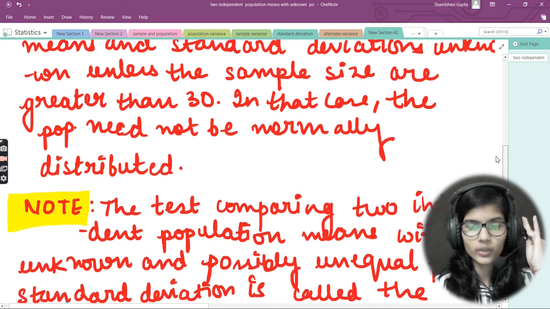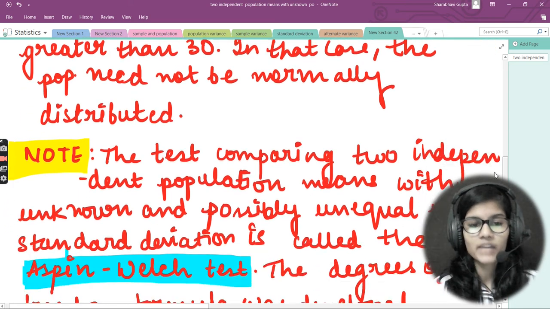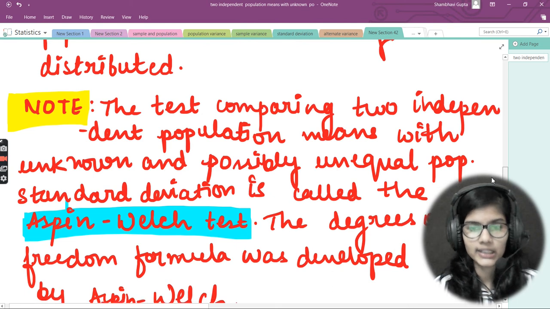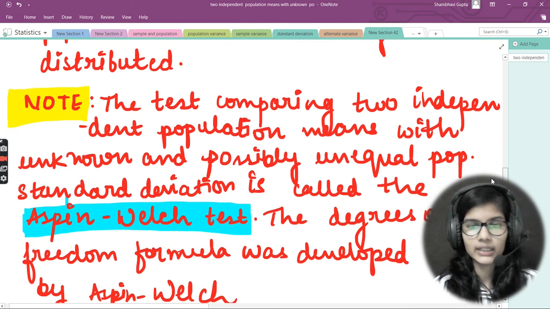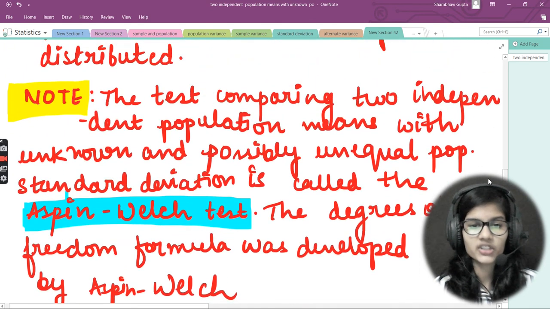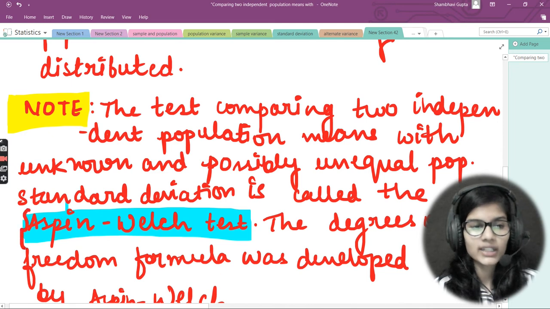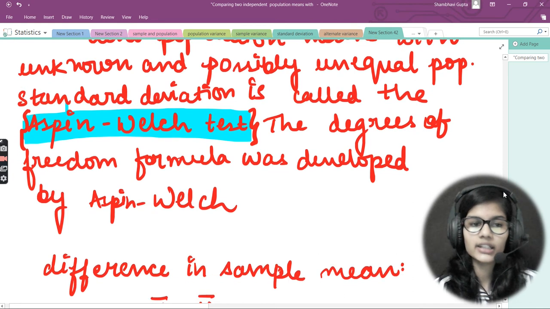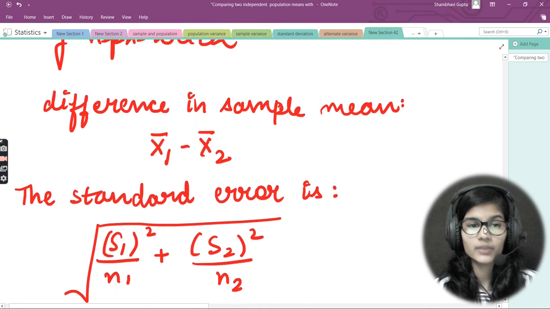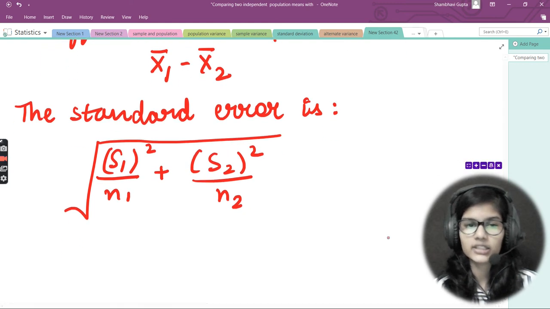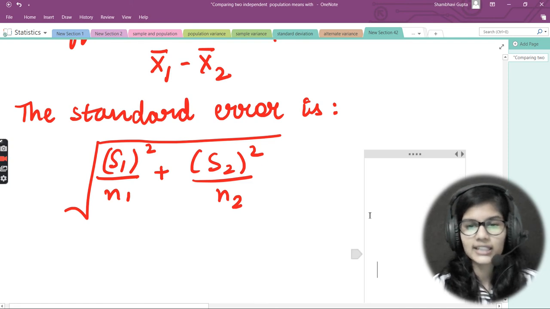Now we had even seen one very important thing here, that was a note. So my note was the test comparing two independent population means with unknown and possibly unequal population standard deviations is called the Aspin-Welch test. We had seen this new test name, Aspin-Welch test, right? And even we had seen that the degrees of freedom formula was developed by Aspin-Welch. Then we had seen the difference in the sample means, that is x1 bar minus x2 bar, and even the standard error. This was all that we had seen in the previous video.